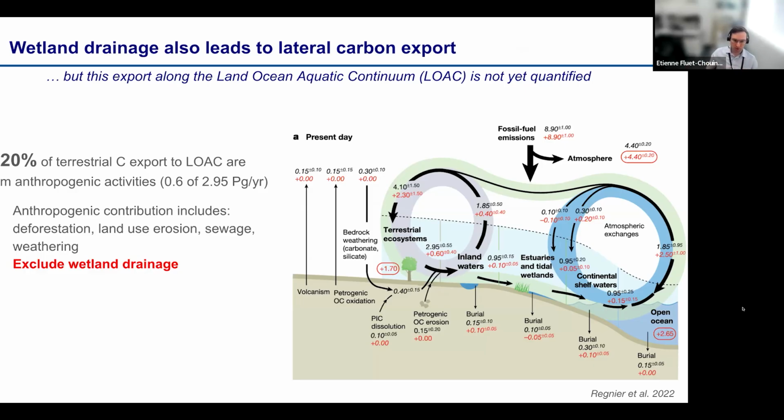This 0.6 petagram includes anthropogenic contributions like deforestation, land use, sewage, weathering, but it excludes certain things like wetland drainage explicitly. And so my supposition is that wetland drainage could have been a fairly significant loss of carbon over the 20th century. Whether that is still the same today, or most of these drained wetlands have returned closer to an equilibrium, is quite possible. And so the map I've shown you earlier is a really critical ingredient to including wetland loss in this estimate here from terrestrial ecosystem.